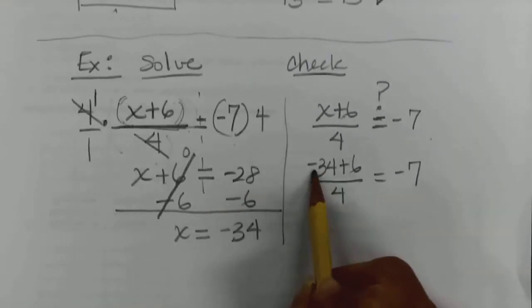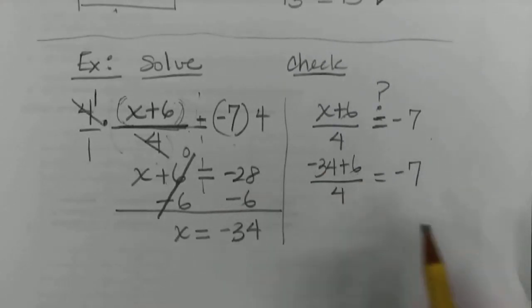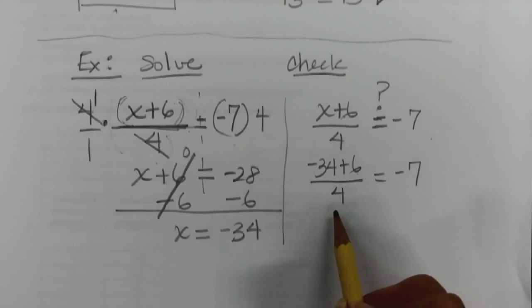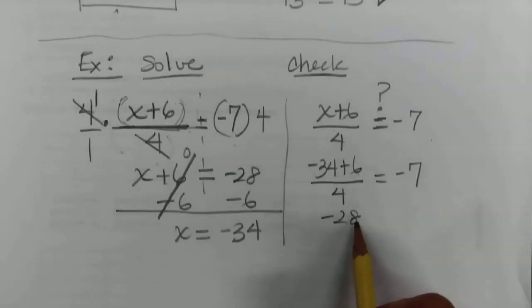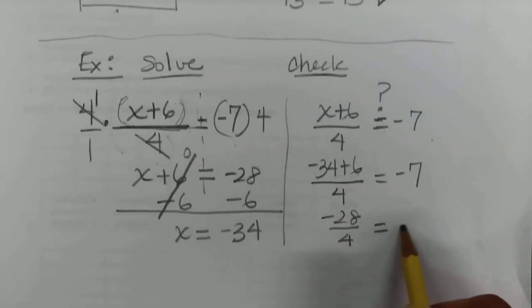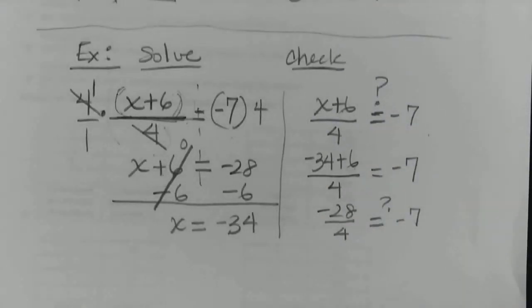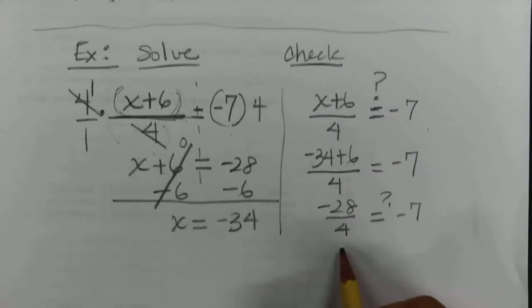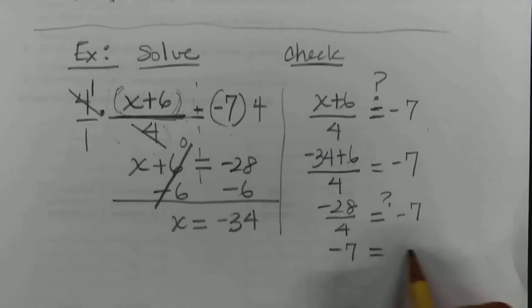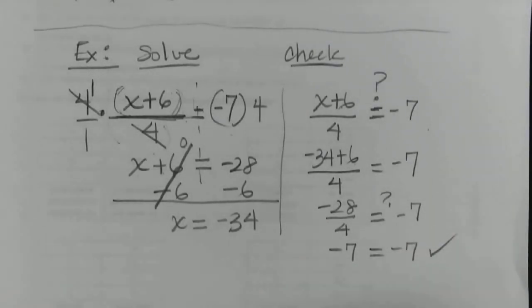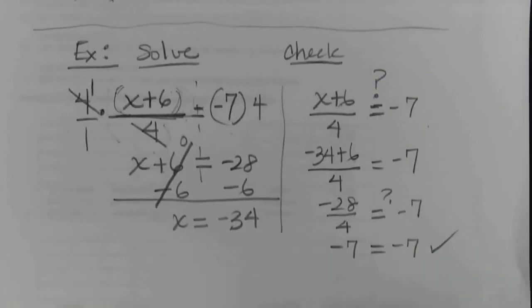Yes. What's negative 34 plus 6? Negative 28. And what's negative 28 divided by 4? Negative 7. So yes, it does equal negative 7, so it checks. So everybody understand how to check? Okay?